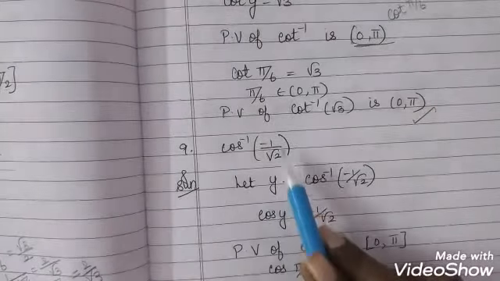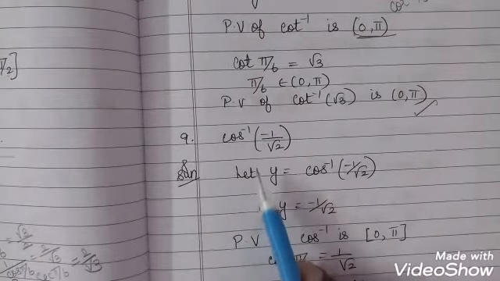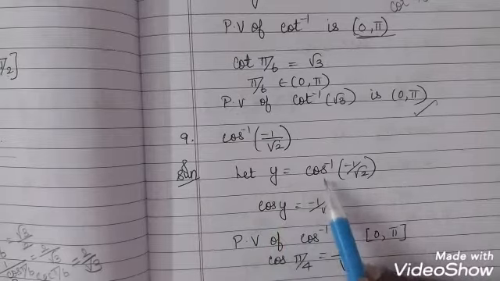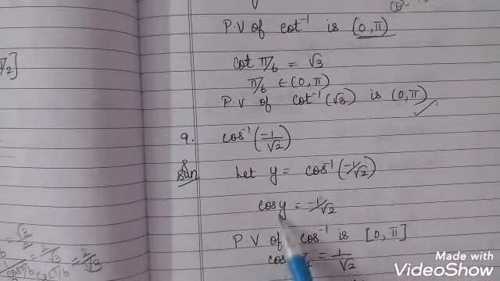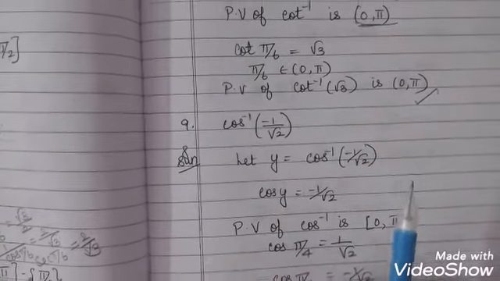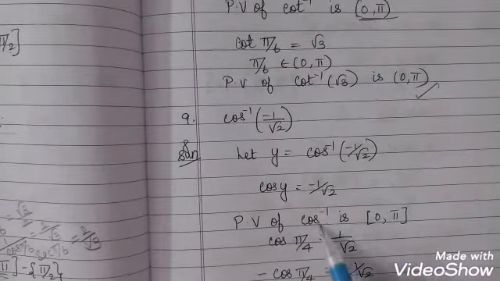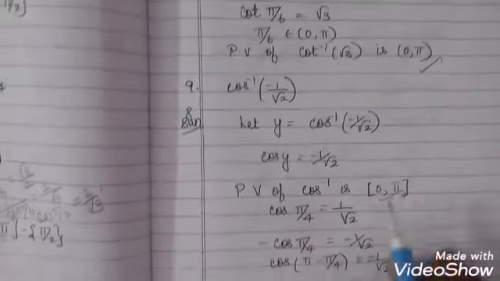Now here the 9th question. Cos inverse of minus 1 by root 2. So what is cos inverse of minus 1 by root 2? Let y be equal to cos inverse of minus 1 by root 2. Now taking it to the other side, you get cos y equal to minus 1 by root 2. The principal branch of cos inverse is 0 comma pi.